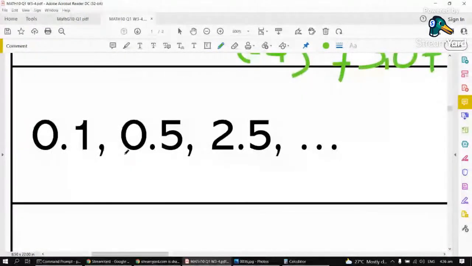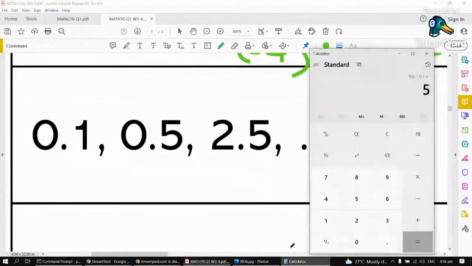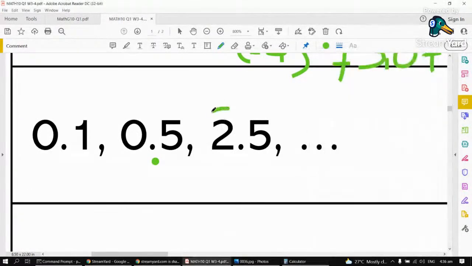So makikita natin 0.5, pag tinimes natin ng 5 is magiging 2.5. 0.5 times 0.5 is equals to 0.25. Oh, so may mali dito. Ang nilagay dito is 2.5. So ito dapat ay 0.25. Okay, yan ay dapat na 0.25.